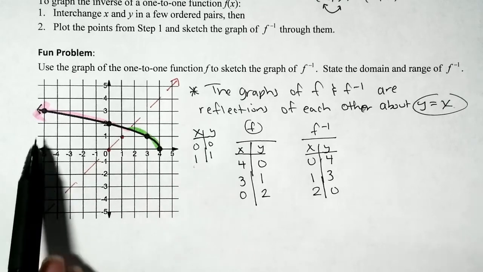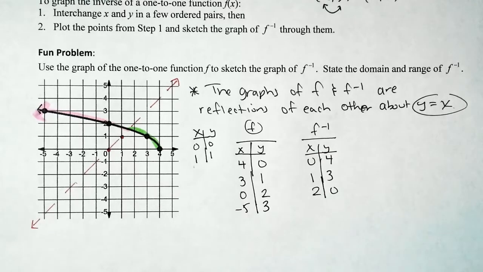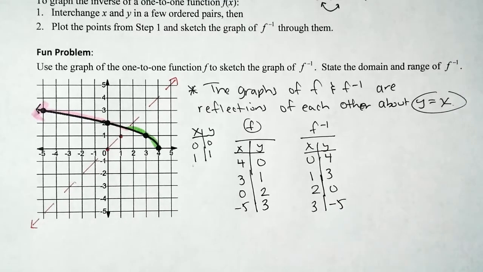Negative 5, 3, I believe. So if (-5, 3) is in f, you guessed it, when we trade places, (3, -5) should be on the inverse. So let me go ahead and start in order.